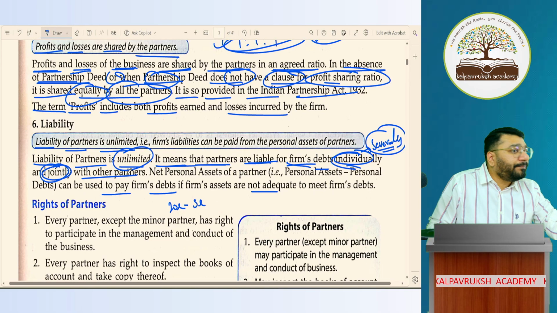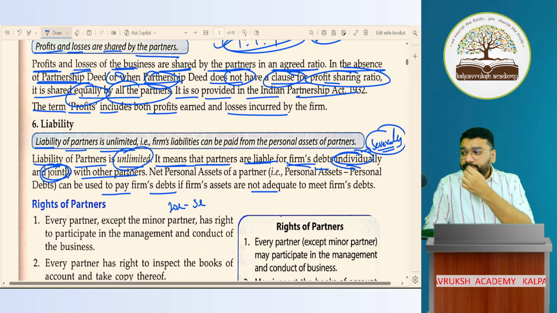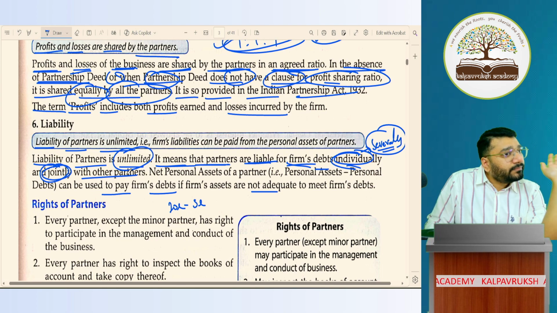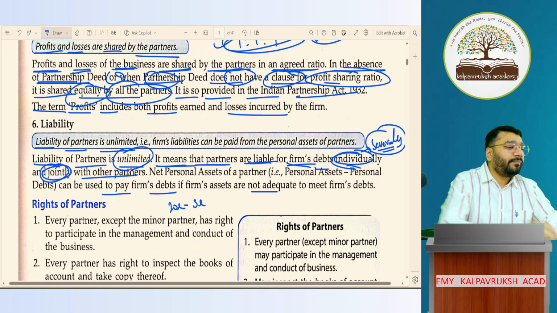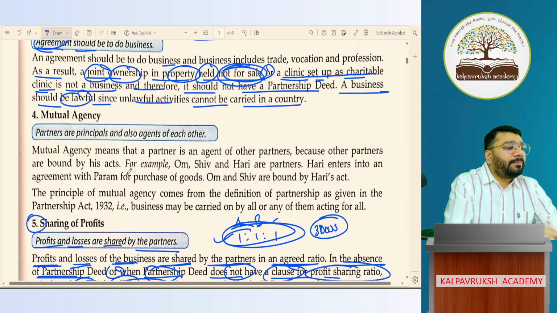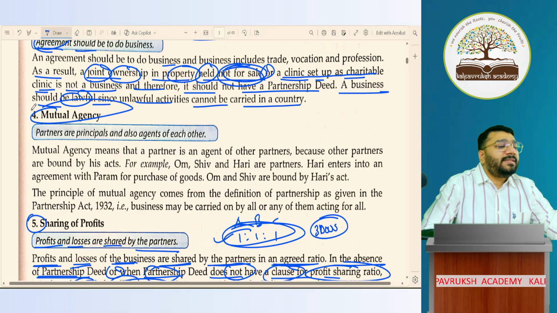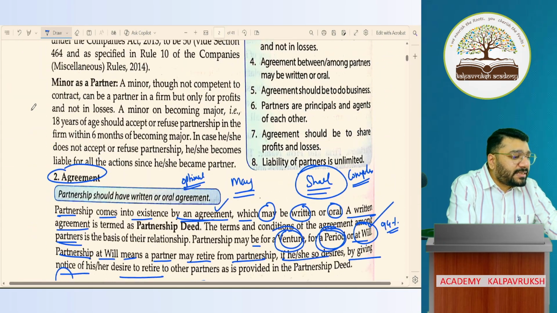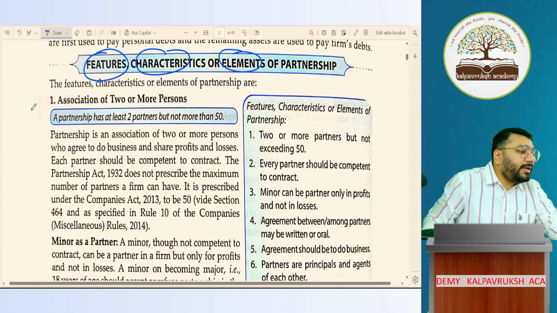Okay, not okay? Any difficulty in this? Let me know. Please let me know. Till here clear? Can I go to the next point? Okay. Last point, with this we'll wind up. Mutual agency. Very, very important. Of all the six points that we have discussed, the first point is very important.